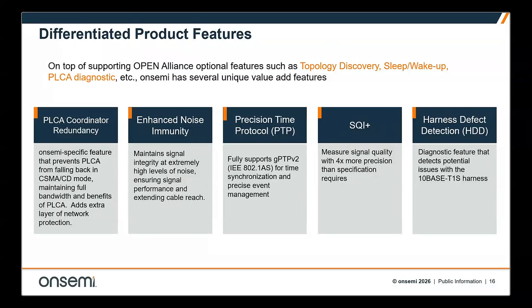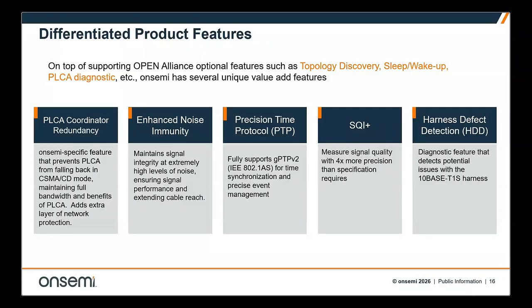Third, SQI Plus, our enhanced signal quality indicator. The specification and the standard define 8 levels, and we provide 32, 4 times the precision the spec requires, for detecting cable degradation and network issues in real time before they become a real failure. Fourth, harness defect detection, which diagnoses potential wiring problems proactively. Think of it as predictive maintenance for your vehicle network.